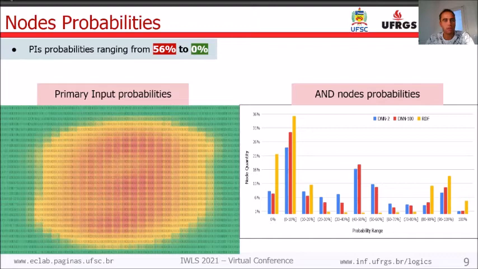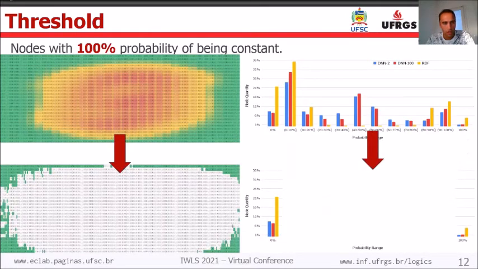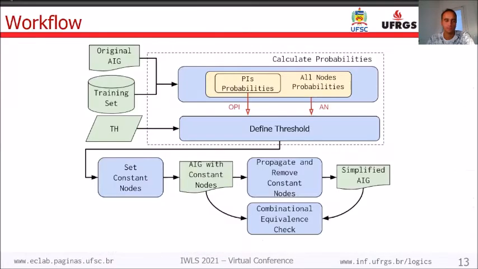In this slide, we have the probability values of primary input nodes on the left and the probability values of internal nodes on the right. The primary input probabilities have values going from 56% in red down to 0% in green. Notice that there is a lot of primary inputs that have really low probability values. Our idea would be to turn such nodes into constants. Notice also that we have a considerable amount of internal nodes with close to constant values. And by using a threshold value, we can select only the nodes we wish to turn into constants.